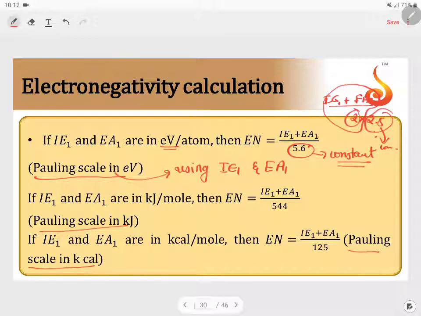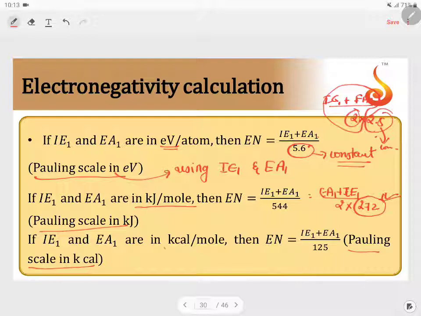Similarly, if the energy values are in kilojoules per mole, then it is not 2.8 times. It is much higher. Then the conversion factor is found to be 544. Actually, it is IE1 plus EA1 divided by 2 into 272. So, this is the conversion factor in kilojoules per mole.